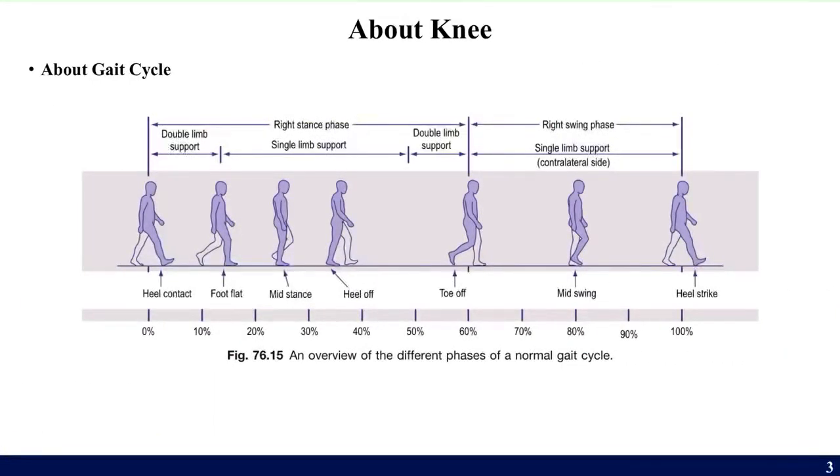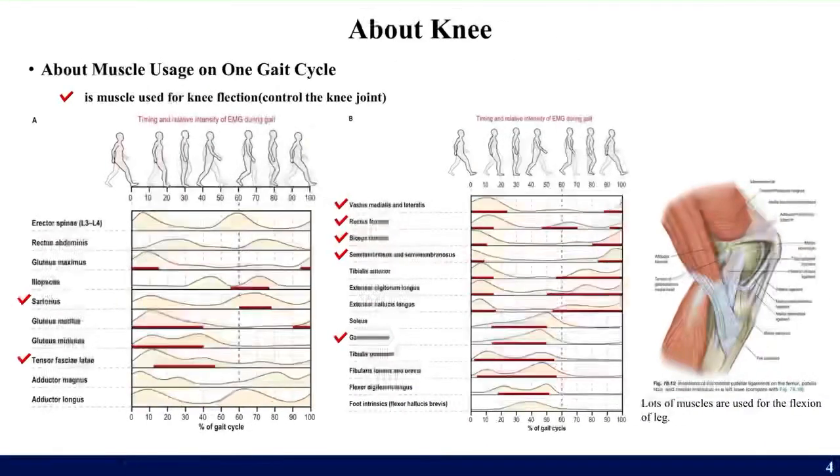So this is the schematic of the knee. And the picture on this page is the gait cycle. And I want to emphasize that the knee joint motion is important in gait cycle. And this is the EMG level profile of the gait cycle. The red checked profiles are the muscles that control the motion of the knee. So there are lots of muscles that control the motion of the knee.